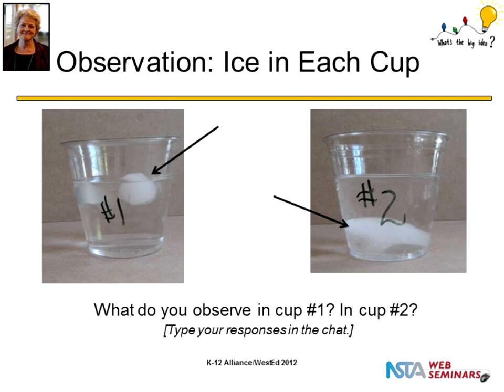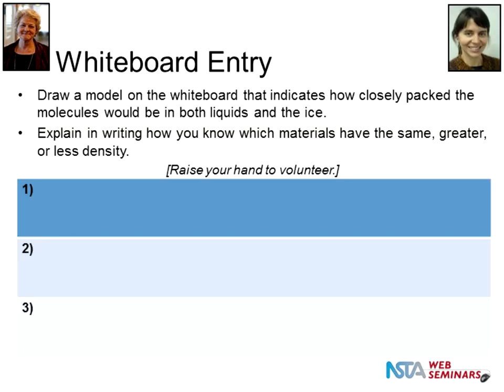And then, at this point, after they've made these observations and talked and compared with each other along the way, you would actually ask them to go to a whiteboard and draw what they think was happening. We're not going to do that today because we don't have time to look at your lovely pictures, but we are going to ask you to write about how you know which materials have the same, greater, or less density. So Bryn, back to you.